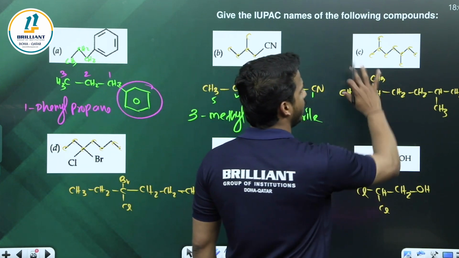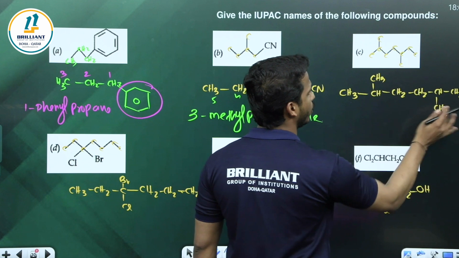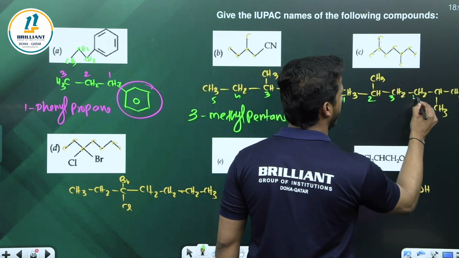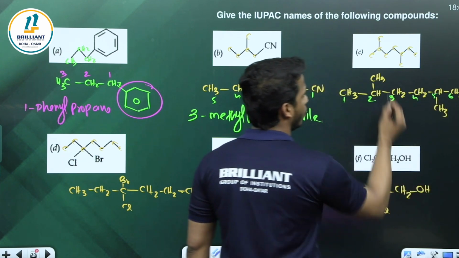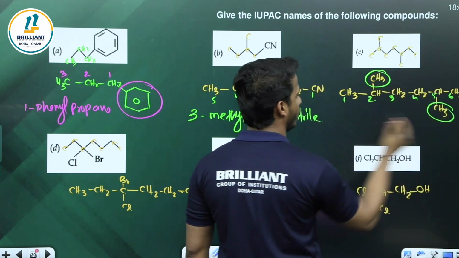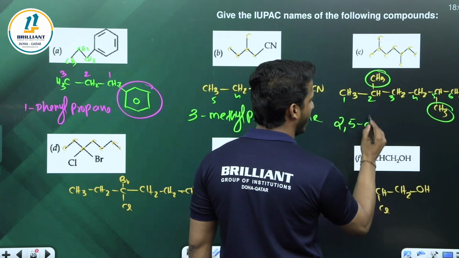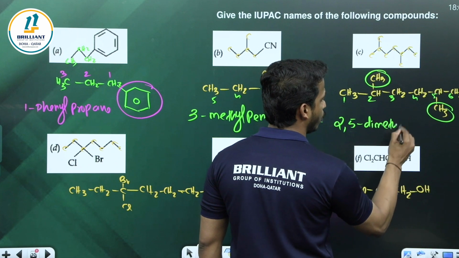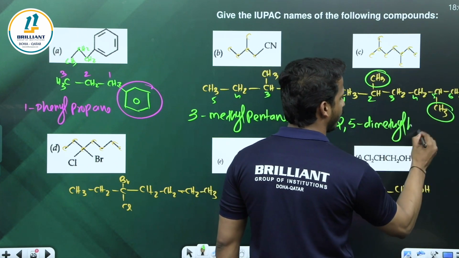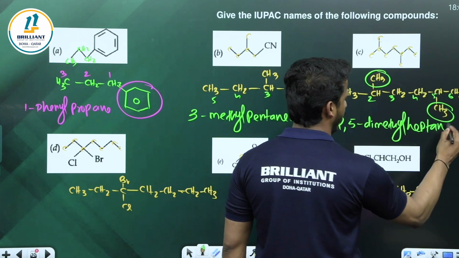What about this case? There is no functional group. Only branches should get the least number. I think this is the best: 4, 5, 6, 7. So second and fifth position has a methyl group. So 2,5-dimethyl. 7 carbon, what we can call heptane.